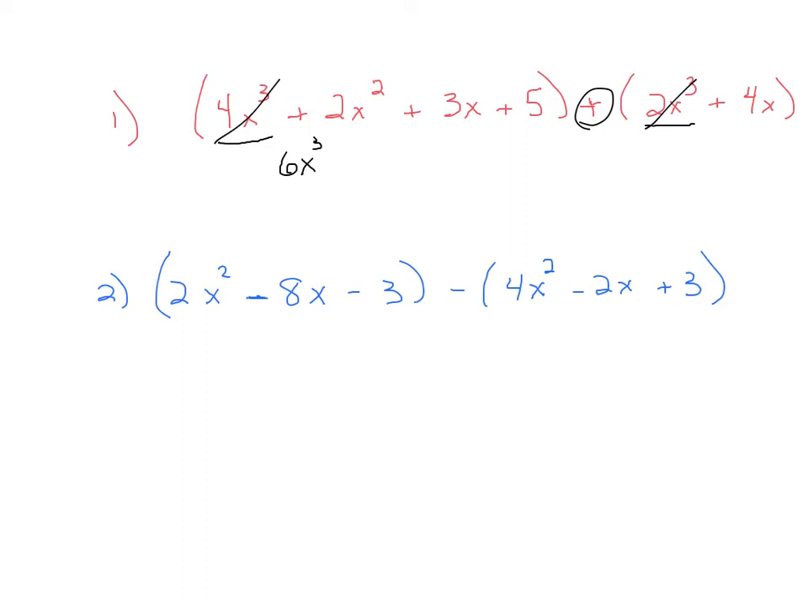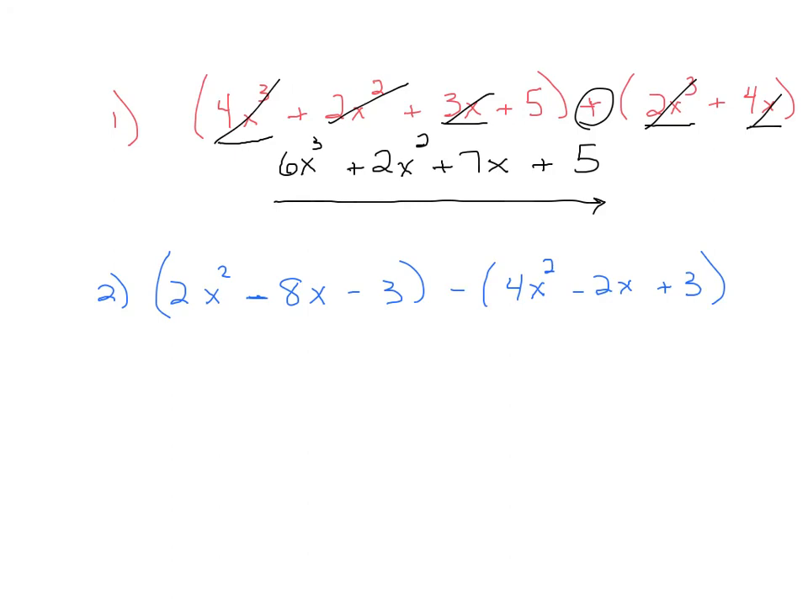I have a 2x squared. I don't have a common term with 2x squared, so that just simply stays 2x squared. I have 3x plus a positive 4x, that's 7x. I'll cross those out, and last but not least, I have 5. I have to make sure that I'm in standard form, which I am, so I'm good to go.